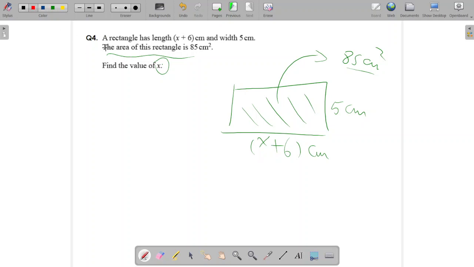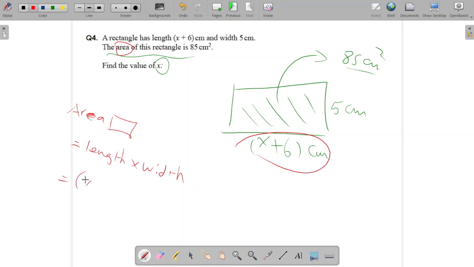Since, guys, you are dealing with area, you need to remember the rule of the area of the rectangle. So the area of a rectangle, you remember that it's equal to length multiplied by the width, right? And your length, as you can see, is equal to x plus 6 multiplied by what? Multiplied by the width, which is 5.